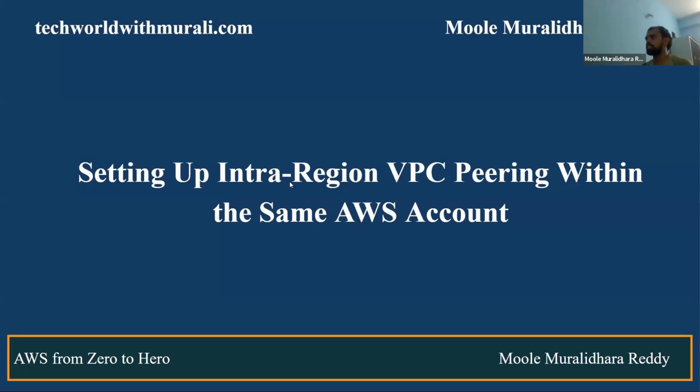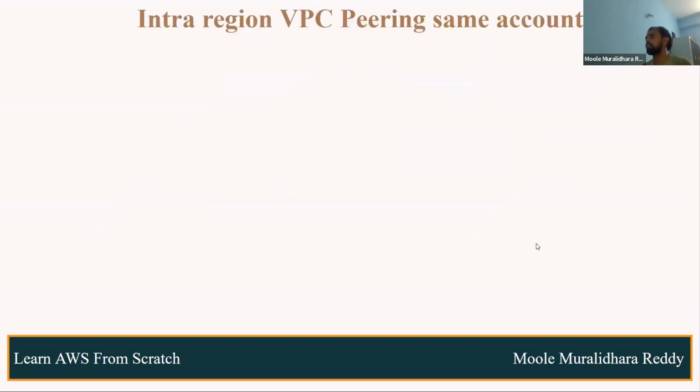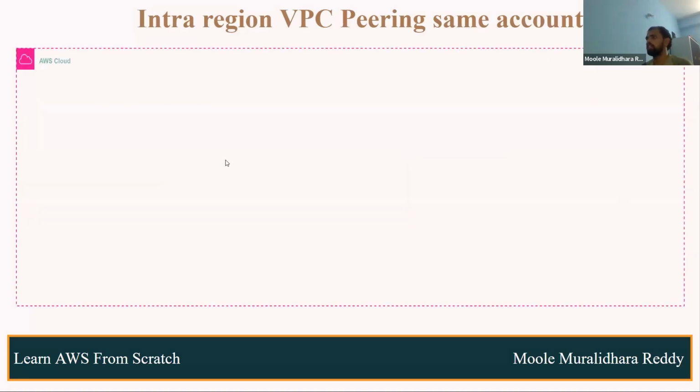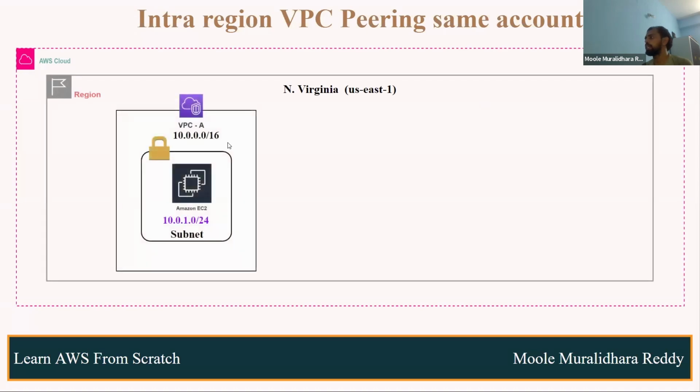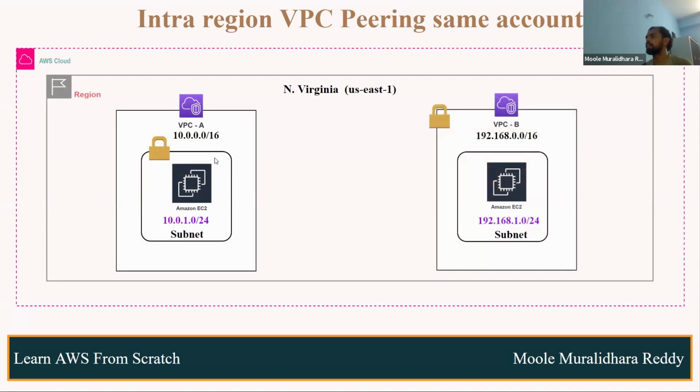First we can see intra-region VPC peering within the same AWS account. For example, you have an AWS account. Inside the AWS account, we have North Virginia. Inside North Virginia, we have VPC A, and the range is 10 series. And also we have VPC B, the range is 192.168 series. By default, as I said, we don't have any connectivity. We have to set up the connectivity; we can use VPC peering, transit gateway, or transit VPC. For example, we can set up the VPC peering connection and test the connectivity.